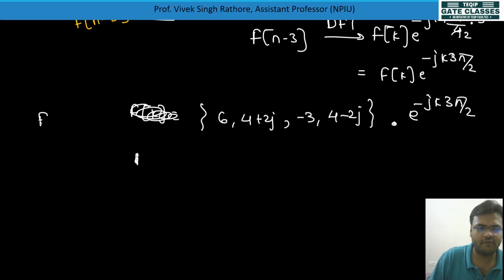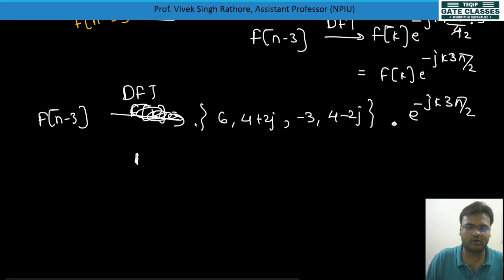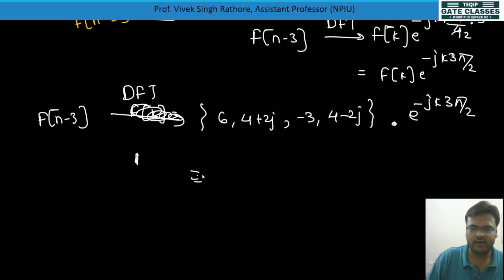This will lead to, if we do the discrete Fourier transform of f of n minus 3, we will get this type of discrete Fourier transform. This means this is the discrete Fourier transform of f of n minus 3. So let's solve it. This is the k equal to 0 value, this is the k equal to 1 value, this is the k equal to 2 value, this is the k equal to 3 value.